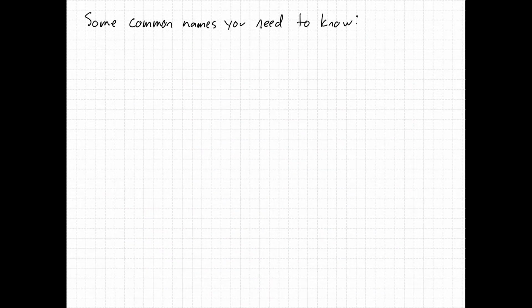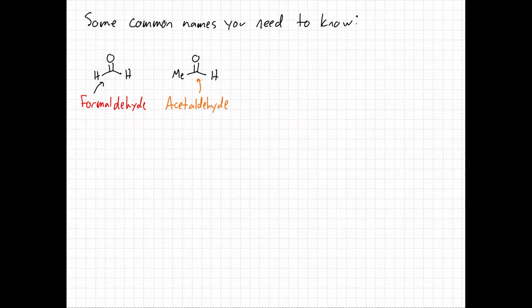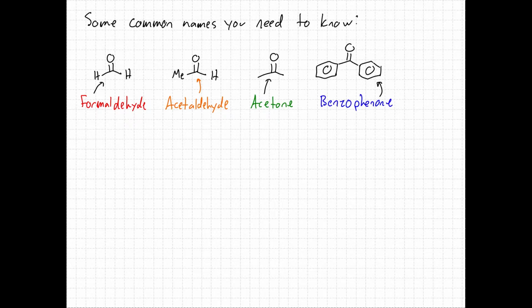There are some common names that we need to know, just like for the aromatic chapter. This 1-carbon aldehyde is called formaldehyde. This 2-carbon aldehyde is called acetaldehyde. These are both very important, and they're also frequently referred to by their common names. There's some ketones as well. This 3-carbon ketone, you use this in the lab as a solvent. This is acetone. Another one that we'll need to know is benzophenone, a ketone that is bound by 2 phenyl groups.